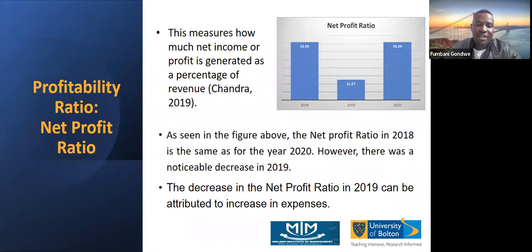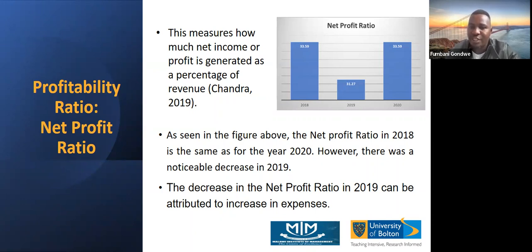So the final profitability ratio that I'm going to talk about is the net profit ratio. This basically measures how much net income or profit is generated as a percentage of revenue. As we can see from the definition, the net profit ratio is the net profit divided by the total revenue, where the net profit is the total revenue minus the total expenses.